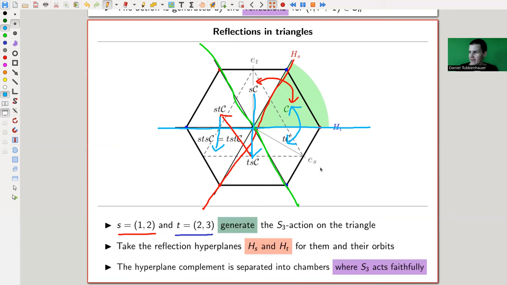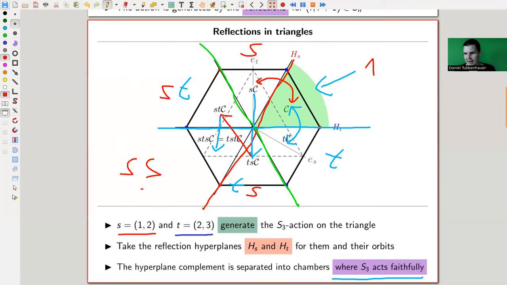And the point is, this group acts really faithfully here. So I can identify, let's just pick some starting point, and I call it one, and then I can identify all elements by just following the action on the hyperplane. So here's S, I can identify this with S, this is T, this is T, by just reflecting, this is TS, and the last one is STS, which equals TST, and you can just write that down in terms of permutations.